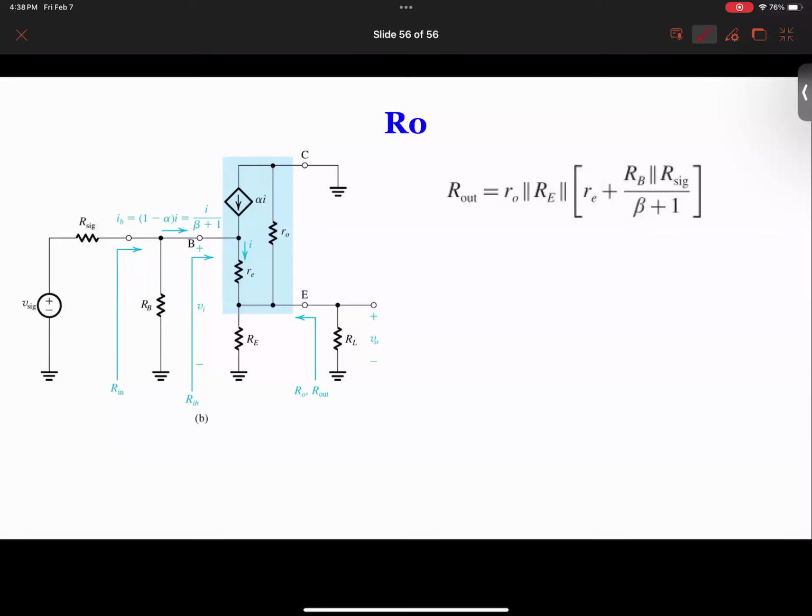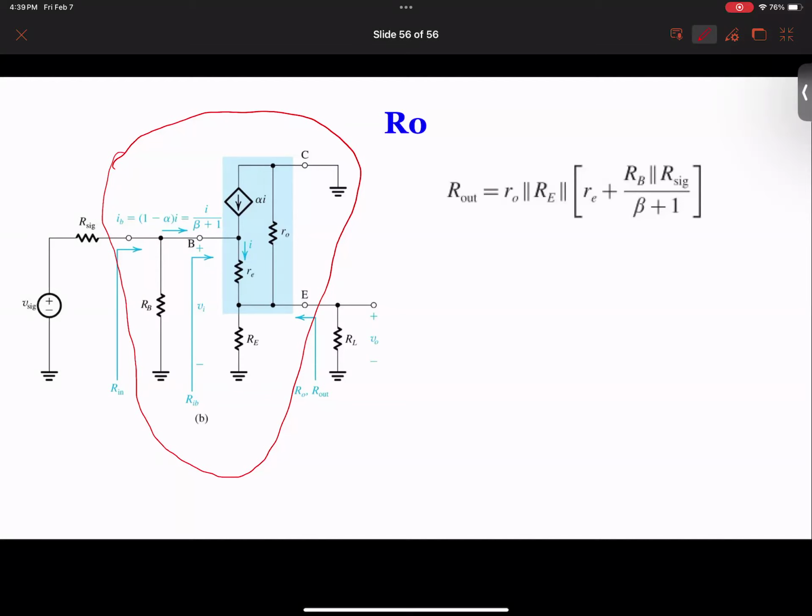But okay, one more thing I need to be careful about is that usually when we look for output resistance, we don't include the load because the load is not part of the amplifier. If you look at the whole amplifier, which is really just this, the middle part is the amplifier. So when we look for output resistance, we usually don't consider this one. So we remove this one, and then we apply voltage over here.